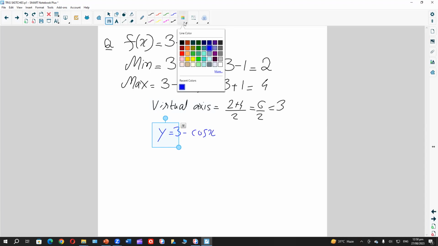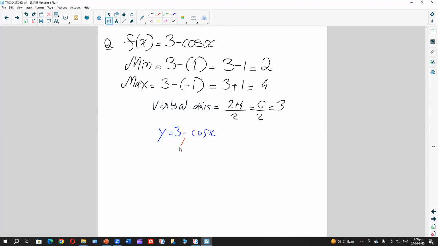Whenever the negative sign is there, it means it is a case of reflection in the x-axis.